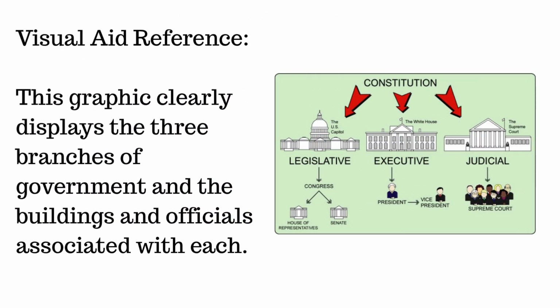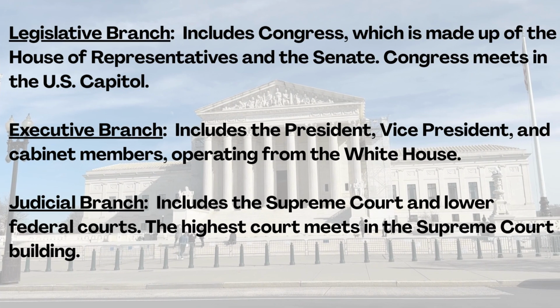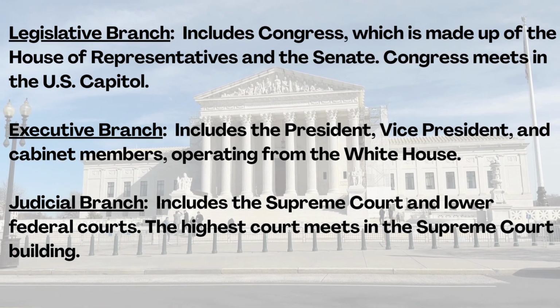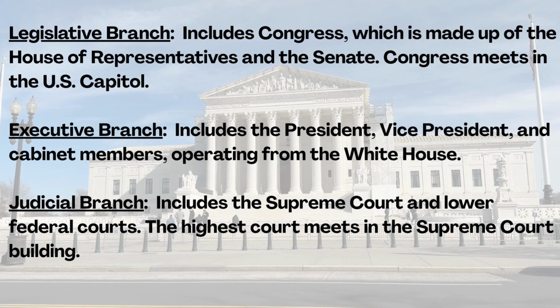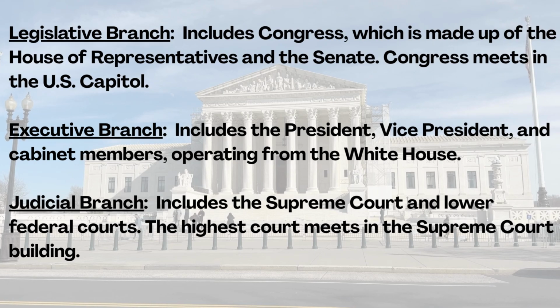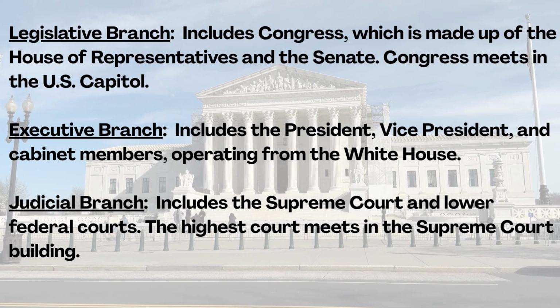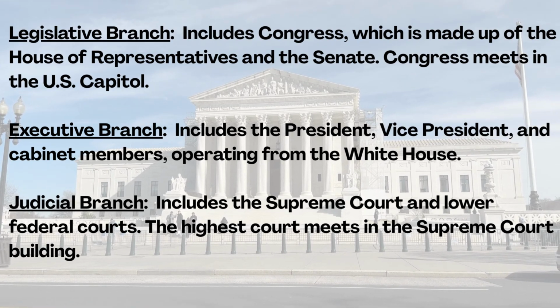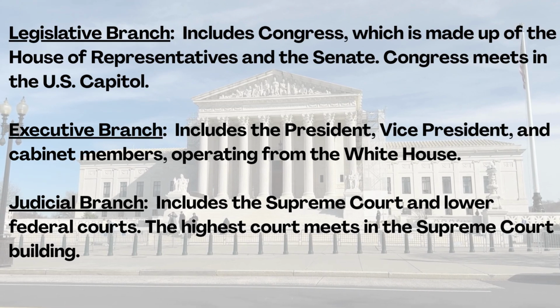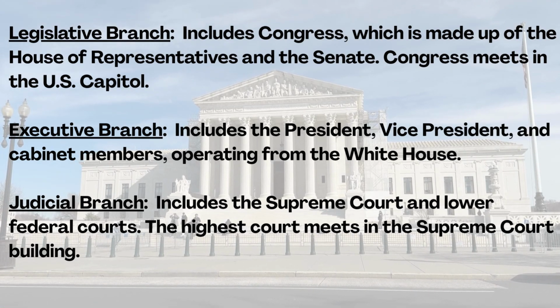Visual aid reference. This graphic clearly displays the three branches of government and the buildings and officials associated with each. Legislative branch includes Congress, which is made up of the House of Representatives and the Senate. Congress meets in the U.S. Capitol. Executive branch includes the President, Vice President, and cabinet members operating from the White House. Judicial branch includes the Supreme Court and lower federal courts. The highest court meets in the Supreme Court building.